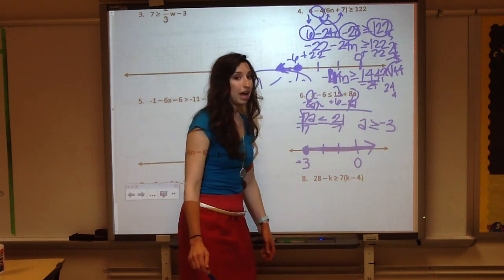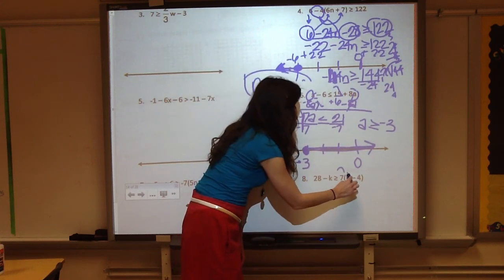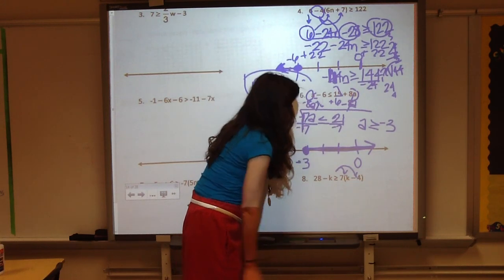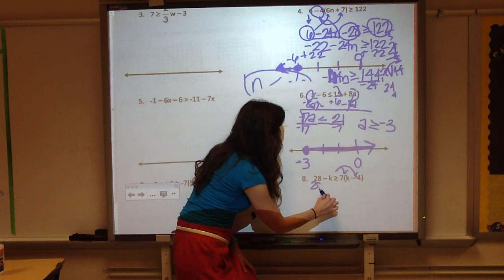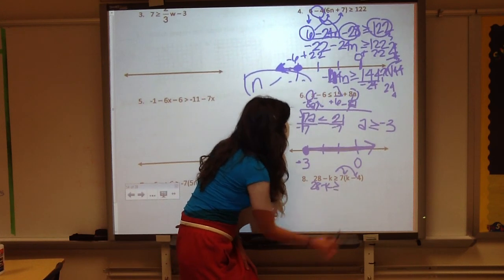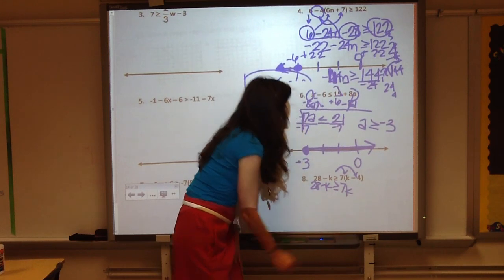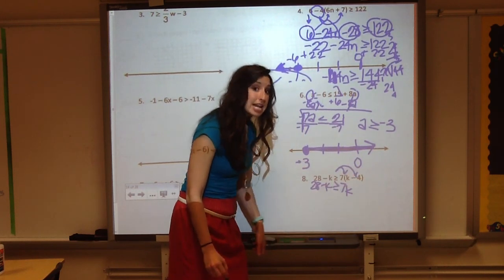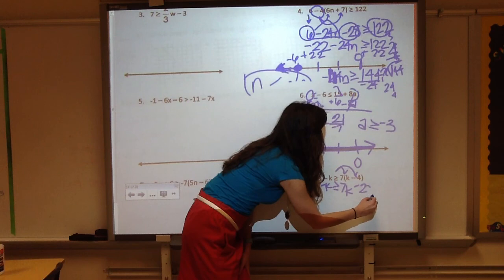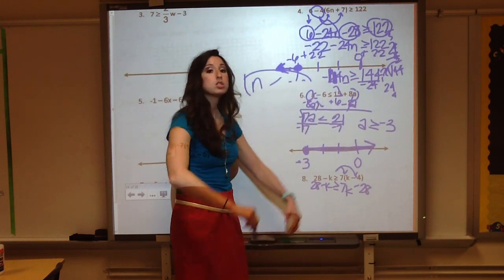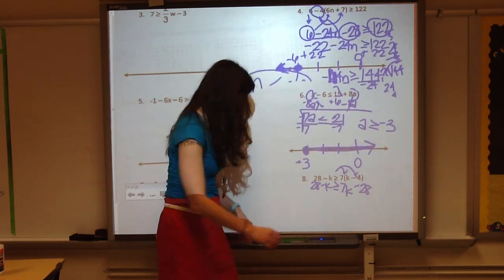28 minus k. Oh gosh. I have to distribute. So we are drawing arrows. We're rewriting 28 minus k greater than or equal to 7 times k, 7k. 7 times negative 4, negative 28. Okay? Put your circles and triangles.